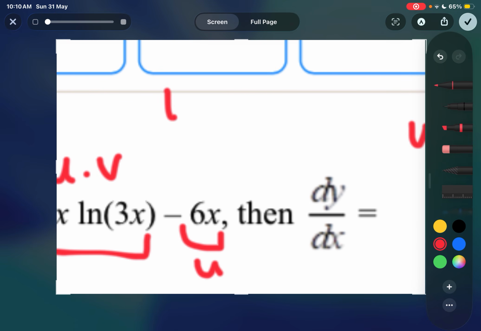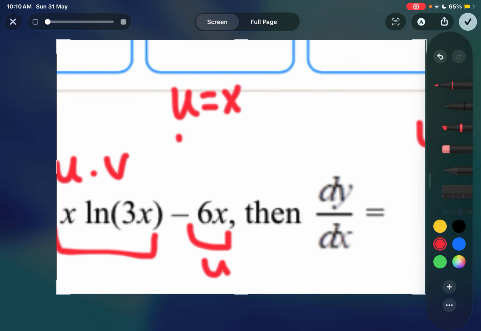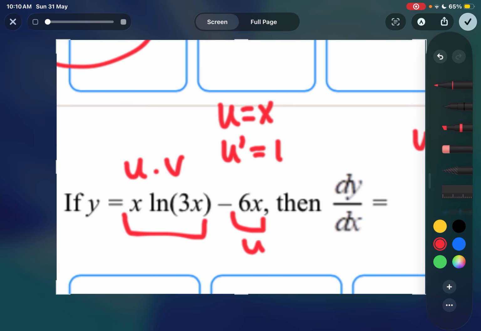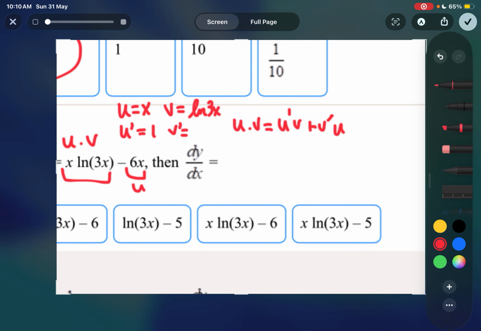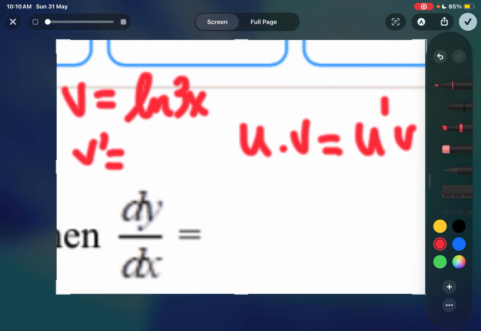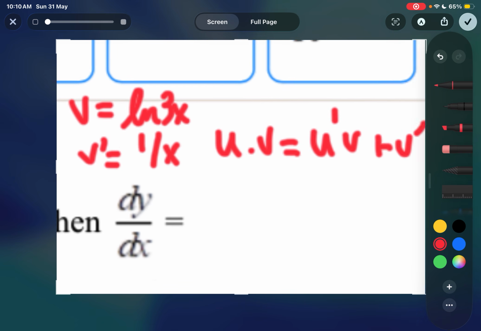So u is equal to x, and u prime will be equal to 1, because the derivative of x is 1. And v is ln of 3x, so v prime will be equal to 1 over x, always. If it was ln x, it's 1 over x. ln of 10x is 1 over x. ln of 3 million x is still 1 over x. The derivative of ln of whatever x is 1 over x, always.